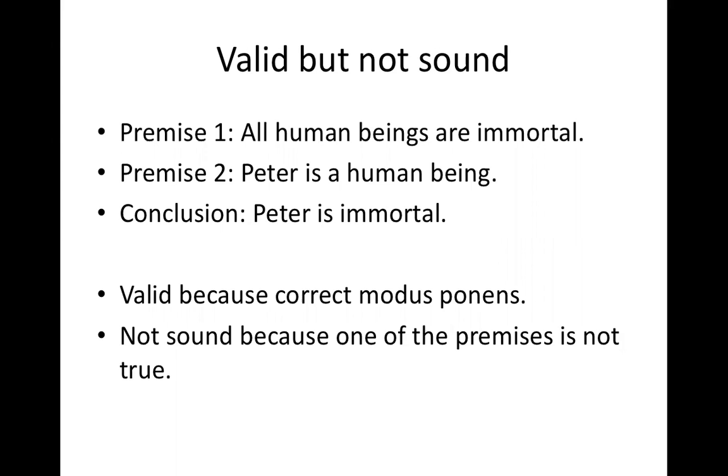Any argument that is valid but is not true is not a sound argument. The argument is unsound. So it is valid because it is a correct modus ponens, but it is not sound because one of the premises is not true.